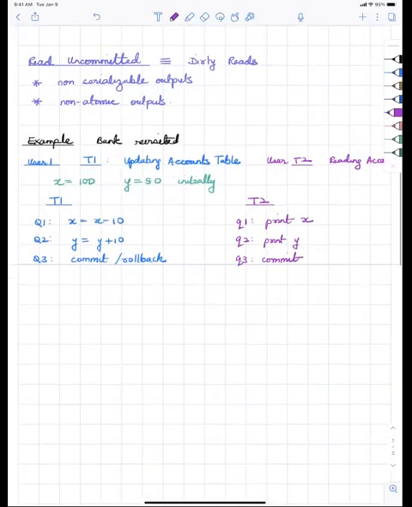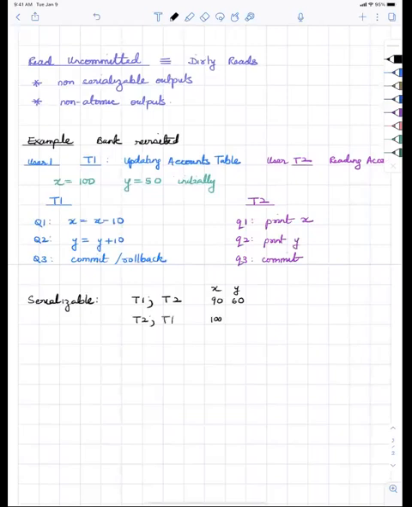If you are looking at serializable outputs, you can have either T1 happening first, followed by T2, in which case X would be 90 and Y would be 60. Or you can have T2 followed by T1, in which case X and Y would be 100 and 50. These are the only two serializable outputs you can get.